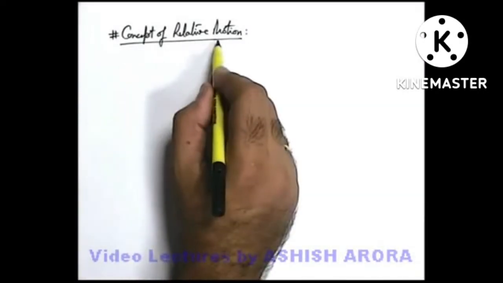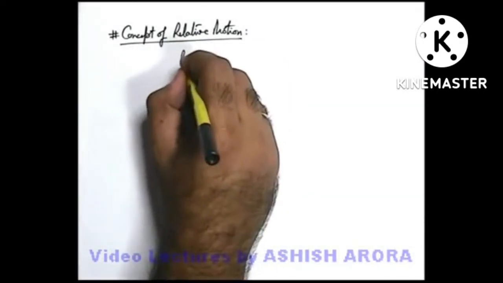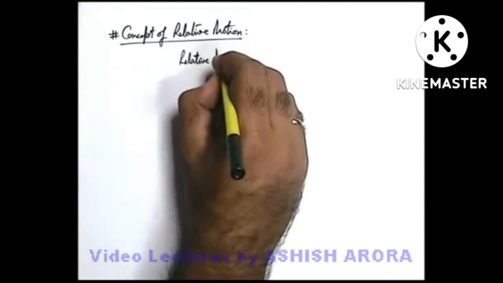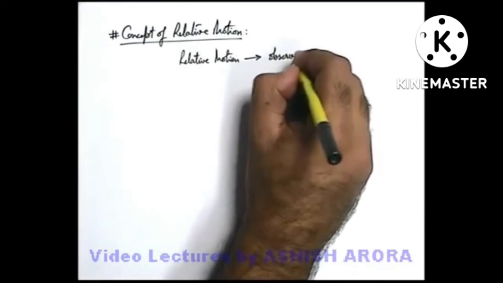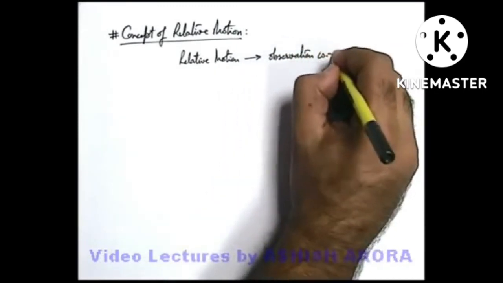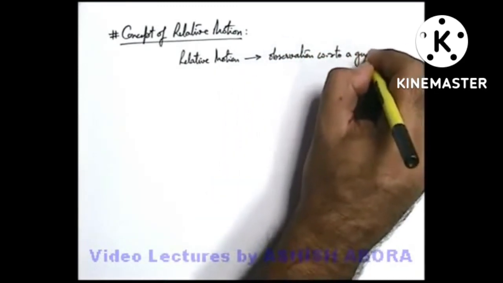Let's see the concept of relative motion. This concept of relative motion is basically linked with the type of observer or observation. Observation with respect to a given reference.